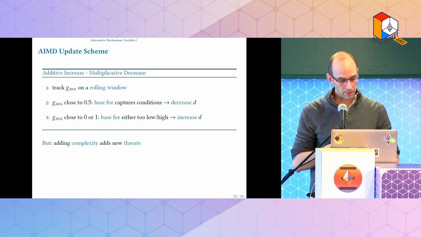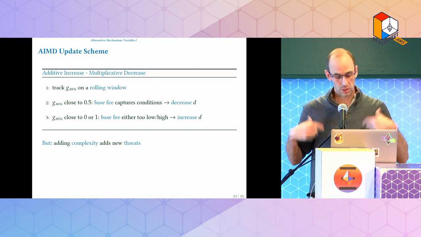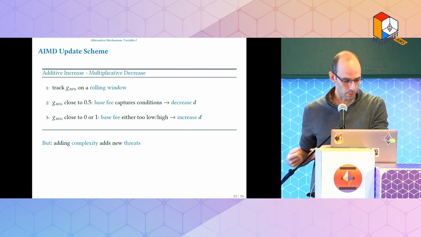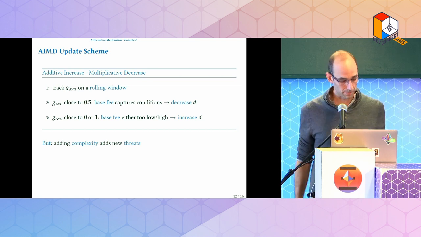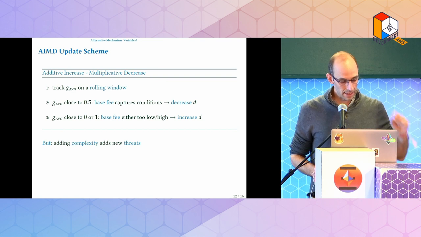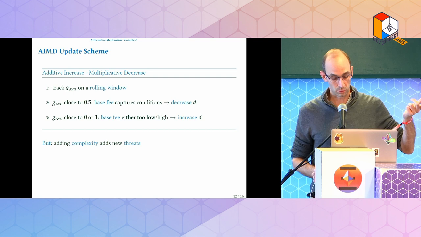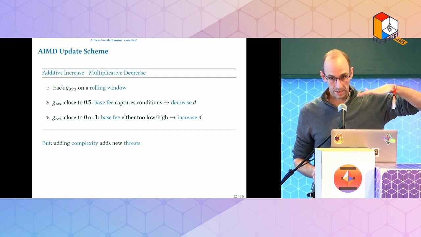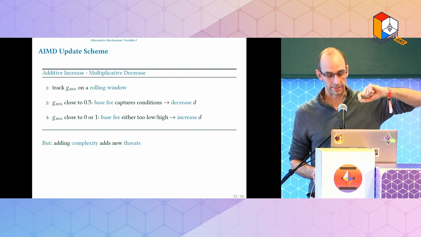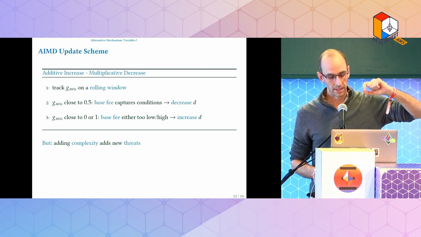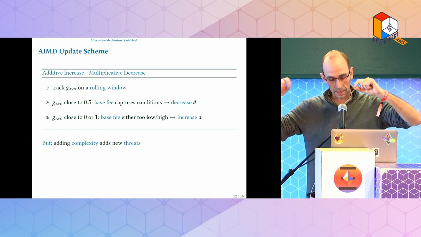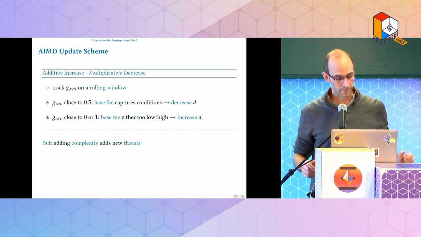So very briefly, without going into technicalities, what we will do, we are going to track not just the base fee, not just the block size of the last block, but let's say of the last five blocks or something like that. And if we have exactly the correct value, so if we are close to 0.5, meaning we have stable conditions, we want to dampen the changes in our base fee. So we are going to decrease the learning rate. Not the base fee, the learning rate. And this will create very, very similar base fees between consecutive blocks.